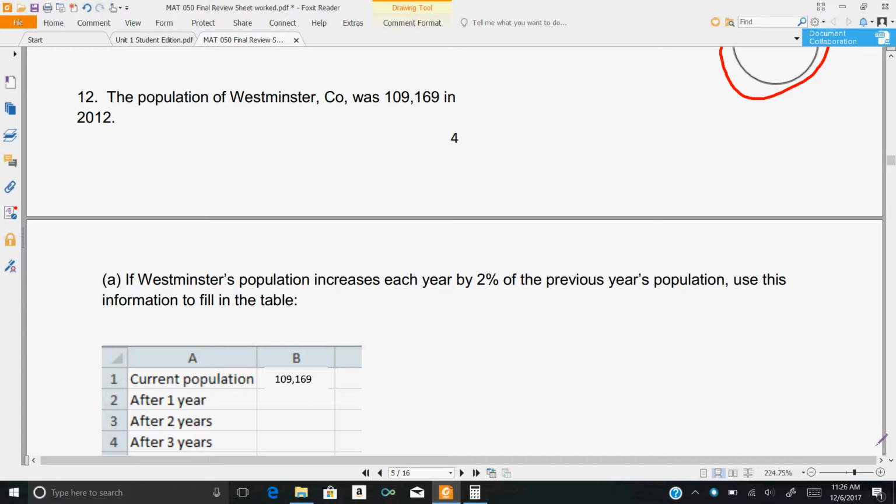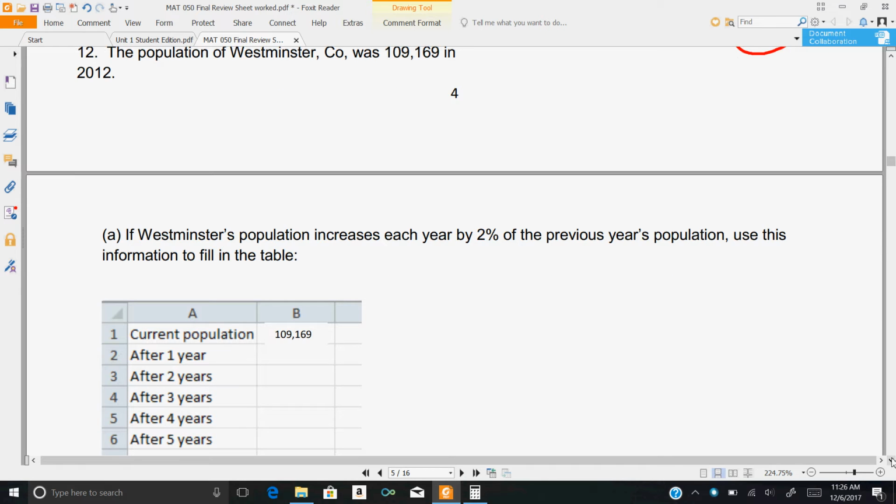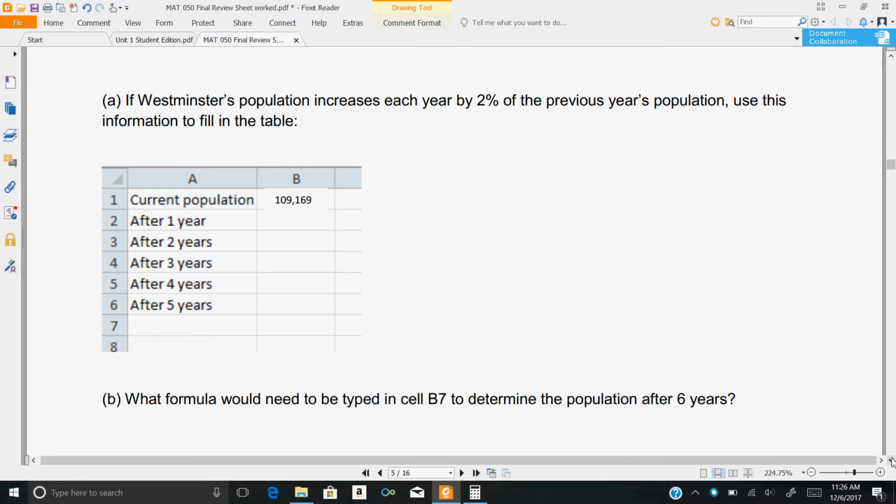So question number 12, the population of Westminster, Colorado was 109,169 in 2012. If the population increases by 2% of the previous year's population, not 2% of the current population, but the previous year's population, use this information to fill in the table.